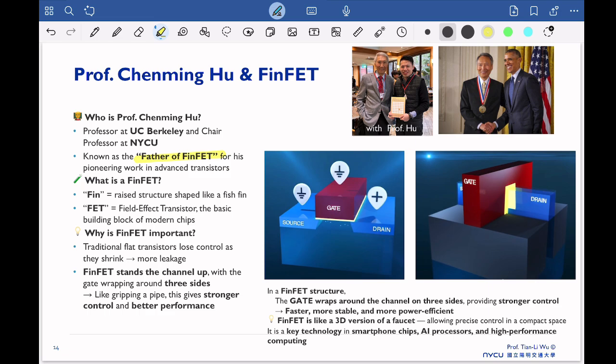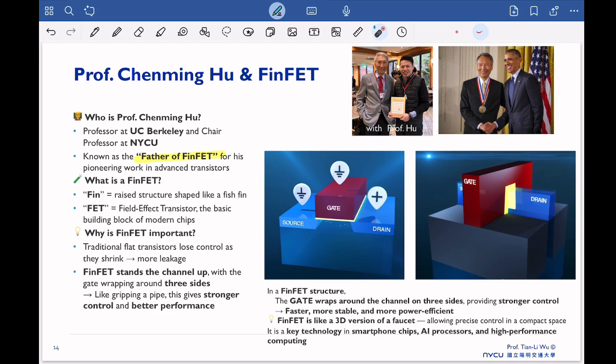So what is FinFET here? As I said, because of his innovation, he dedicated himself to the FinFET, in the end taking it from the lab to the fab to production. That's why he received an award from President Obama, in thanks for his dedicated efforts on the FinFET.